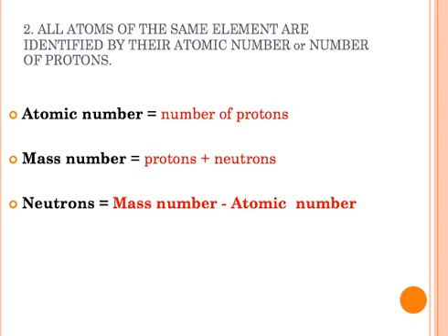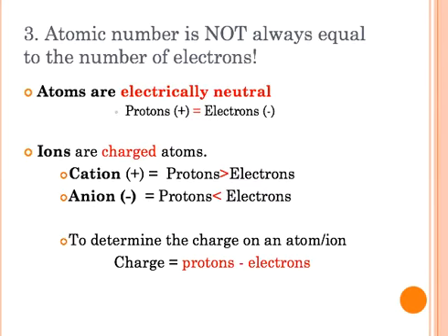Okay, so that's number 2. Let's look at number 3, which is a little bit longer. It says atomic number is not always equal to the number of electrons. Now, you've heard the term atoms, and atoms are electrically neutral. That means there's no net charge. There's no net positive or negative.